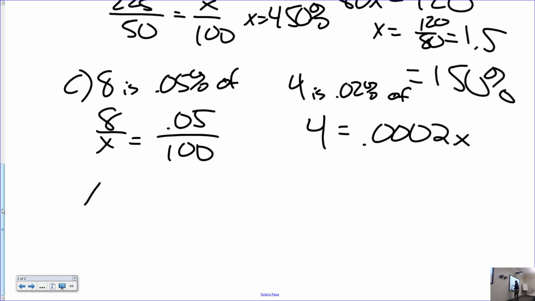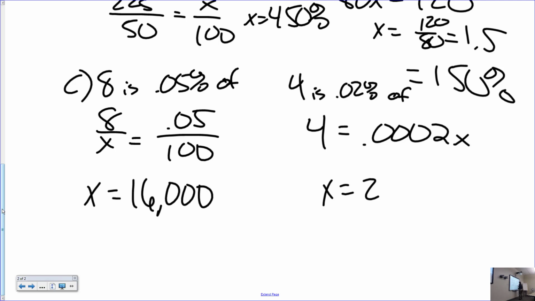Again, depending on which one you had, 16,000 or 20,000. And again, with this small of a percent, to get this big of a number, you needed a really large number to start with, right? So it had to be up there in that big value to get a really, really teeny decimal percent.